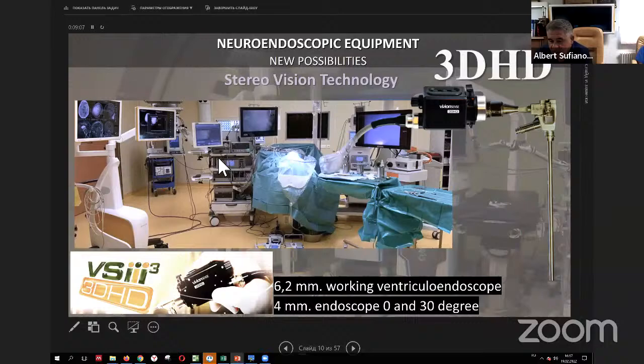Not only the exoscope, also the 3D neuroendoscope. For this purpose, we use the 3D endoscope from the Vision Sense company, and this endoscope gives us the possibility of stereo vision technology. And you see our operation room. With this 3D endoscope, the outer diameter is near 6 millimeters, and it has a working channel, a channel for irrigation, for lighting, and this is a 3D camera, and this is the camera and light in our operation room from this endoscope from Vision Sense.